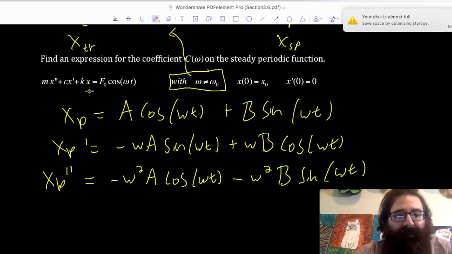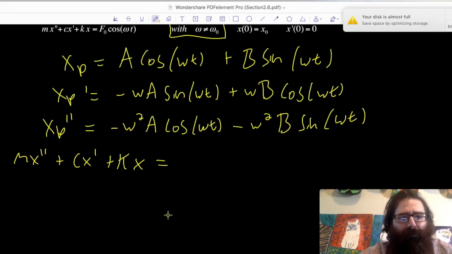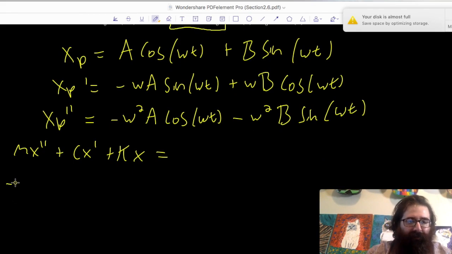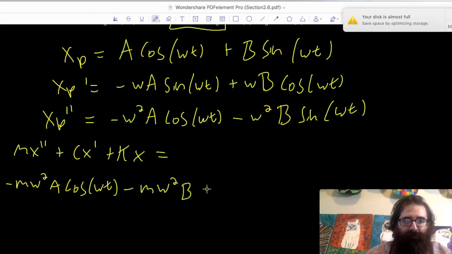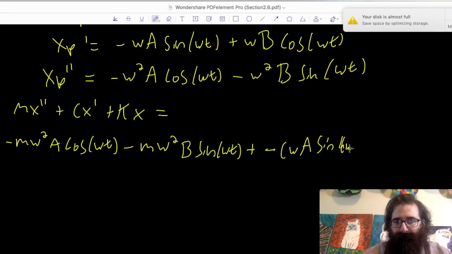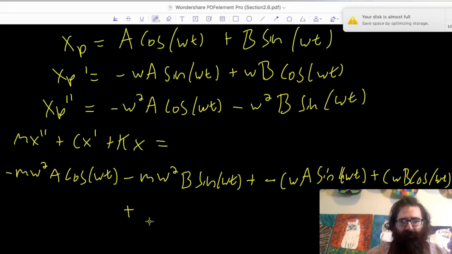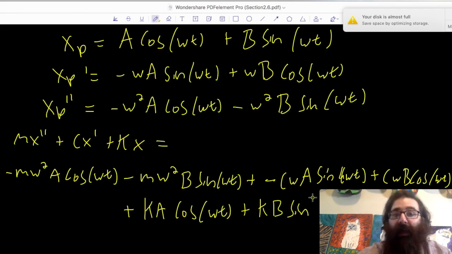Now I want to build this left-hand side, which is m x double prime plus c x prime plus k x. And just imagine multiplying through. So if I multiply m into x double prime, I get negative m omega squared a cosine omega t minus m omega squared b sine of omega t plus now c times x prime. If I multiply c in here, I'm going to get negative c omega a sine omega t and then plus c omega b cosine omega t, and then plus k times x. So then multiplying k into x, that would be plus k times a times cosine omega t plus k times b times sine of omega t.